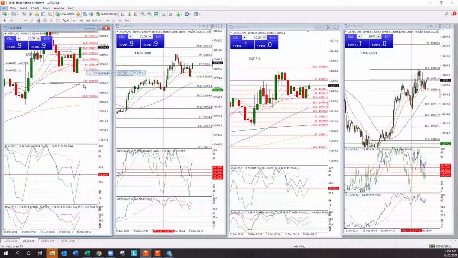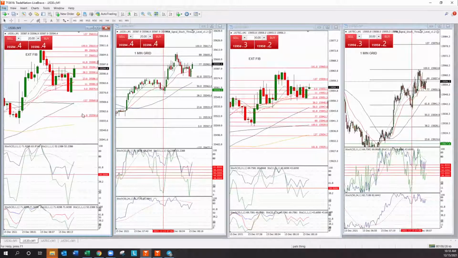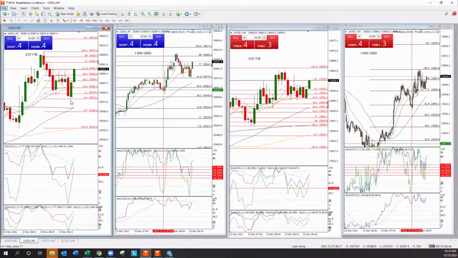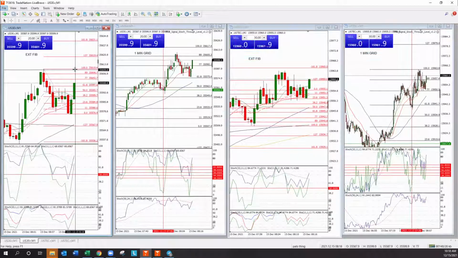Getting ready to stop, and I'm out. Trade again. I'm stopped for my first trade of the day. Me too. I'm just moving the extension fib to that low there. Extension fib fails 100 to 127, it's 10 points.